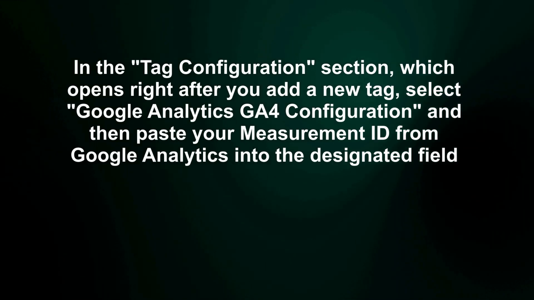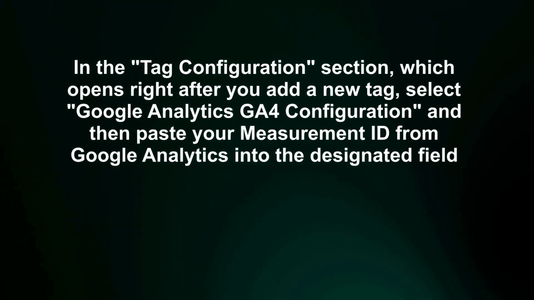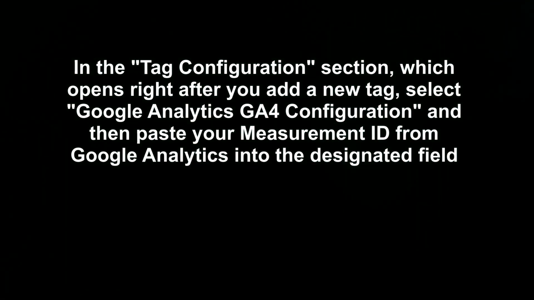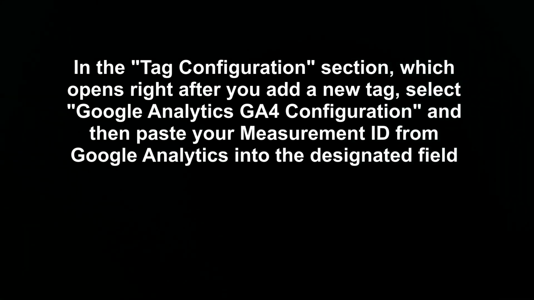Now, let's jump over to Google Tag Manager. In Tag Manager, go to the Tags section and click to add a new tag. In the Tag Configuration section, which opens right after you add a new tag, select Google Analytics GA4 Configuration and then paste your measurement ID from Google Analytics into the designated field.